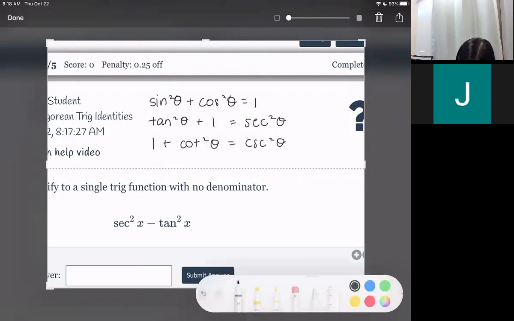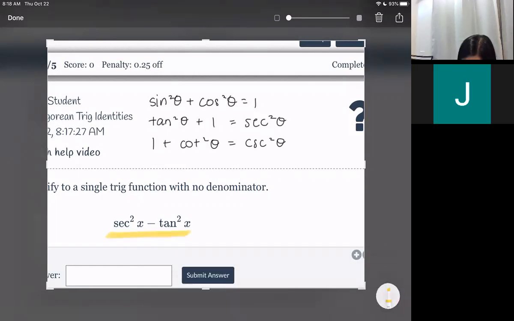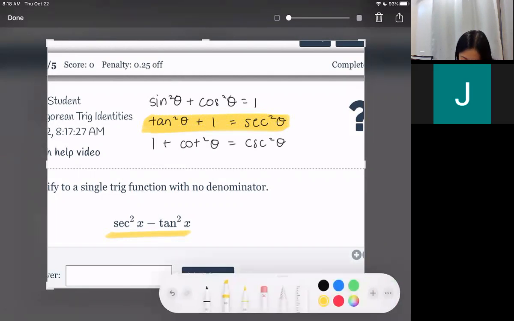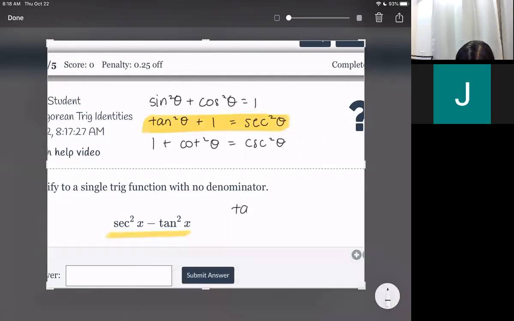And so when you're looking at this problem over here, it says secant squared minus tangent squared. You ask yourselves, which of these 3 things has a secant and a tangent? This one has a secant and a tangent, right? The first one has sine and cosine. The last one has cotangent and cosecant. So we look for the one with the secants and the tangents. I found that, so I'm going to use this one. I'm going to write it again.